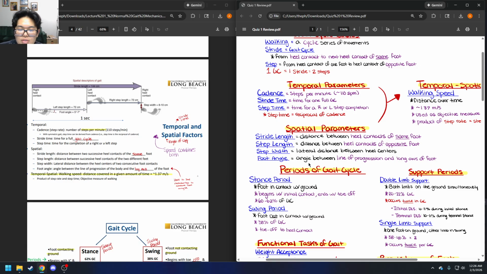And the foot angle is going to be the angle of the line of progression, which we'll talk about later on, and the long axis of the foot. So knowing foot angle and then specifically joint angles, which we'll touch up on in a little bit.